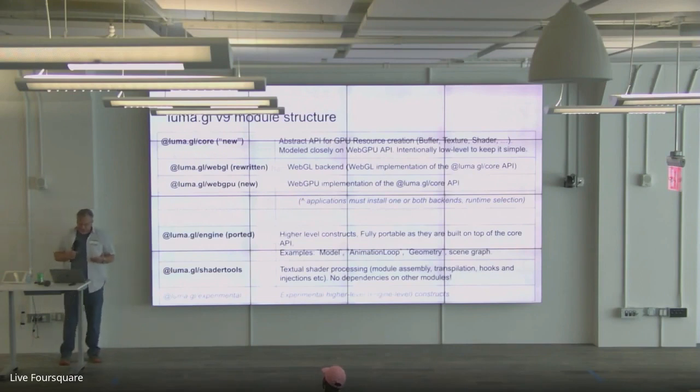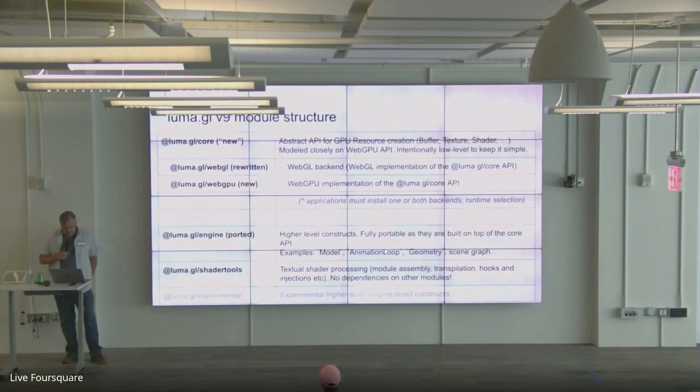And then on top of that, we have what we call the engine layer, luma.gl engine. It has higher level constructs, but they're written completely on top of the core API. And so they're insulated from whether you run on WebGL or WebGPU. The canonical class is Model, all the deck.gl layers use that. There's the animation loop, geometry, scene graph support. Still pretty basic stuff, but it's in a separate layer.